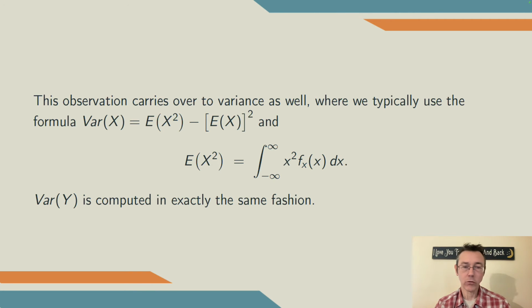That same observation holds when we're talking about variance. We compute marginal variance by just doing your regular single variable variance. Typically, we do that using the formula that the variance of a random variable is the expected value of the square of the random variable minus the expected value of the random variable, squared. So for instance, the expected value of x squared would just mean integrating over the entire support of the random variable, or from negative infinity to infinity, x squared f sub x of x dx.